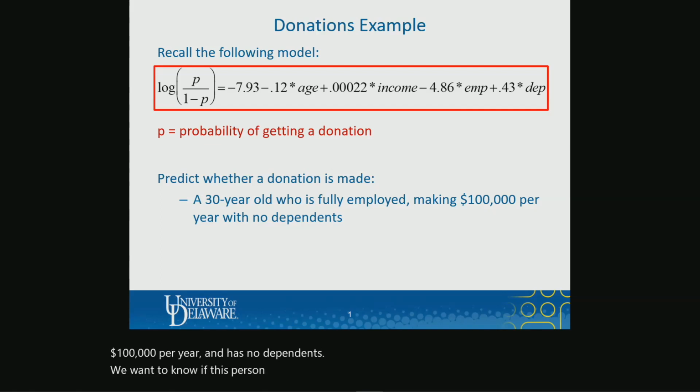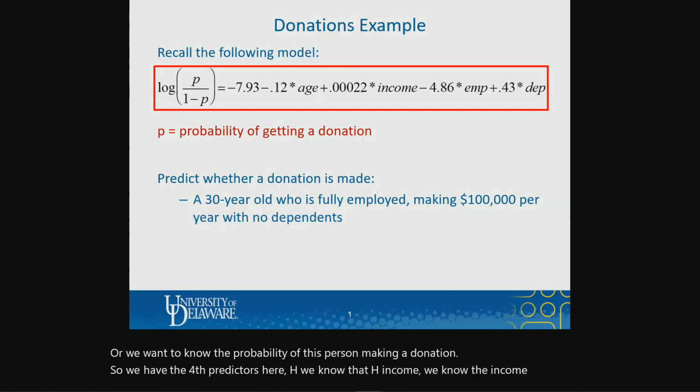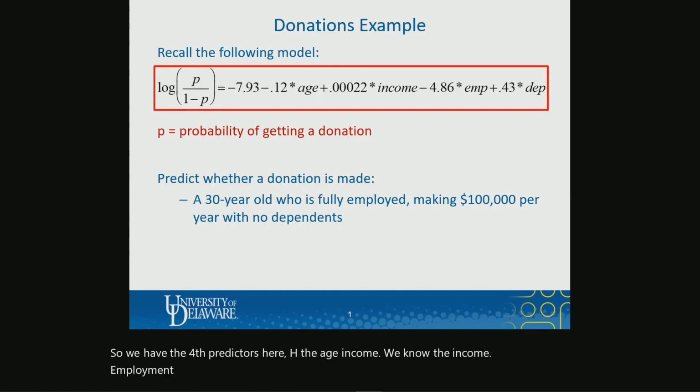Actually, we want to know the probability of this person making a donation. We have the 4 predictors here: age, we know the age; income, we know the income; employment, we know the employment, it is 100%; and dependence, no dependence, so it is 0.